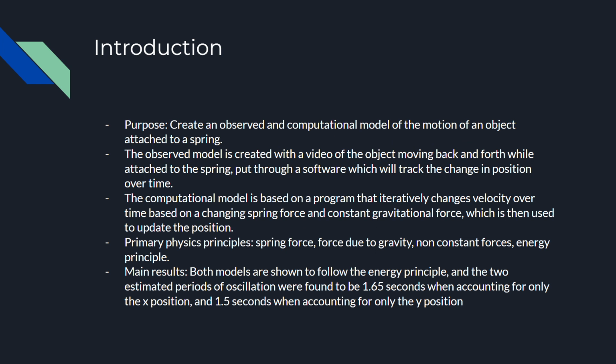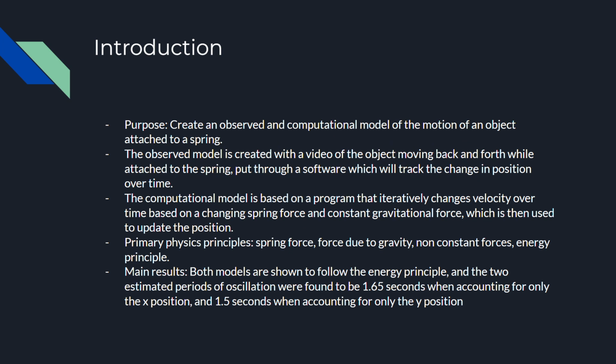Introduction. The purpose of this lab is to create an observed and computational model of the motion of an object attached to a spring. The observed model is created with a video of an object moving back and forth while attached to the spring, put through a software which will track the change of position over time. The computational model is based on a program that iteratively changes velocity over time based on changing spring force and a constant gravitational force, which is then used to update the position.